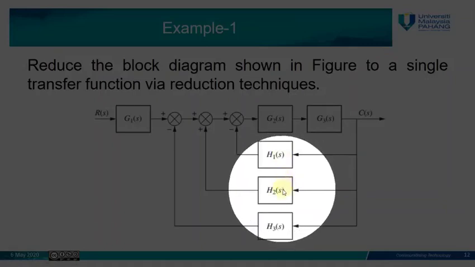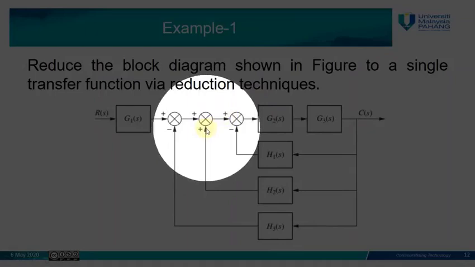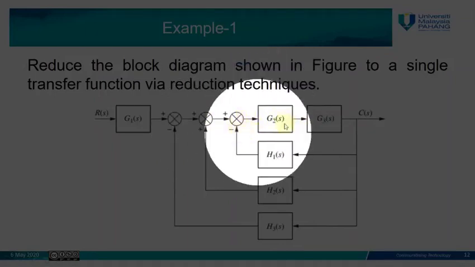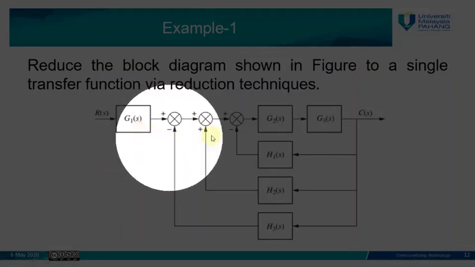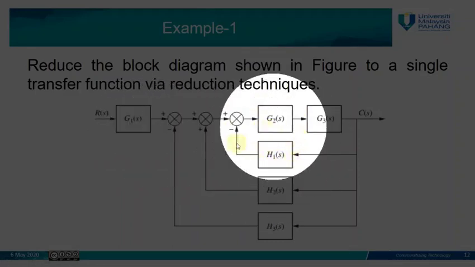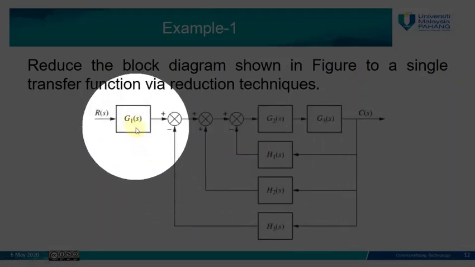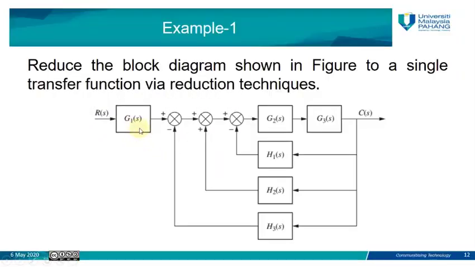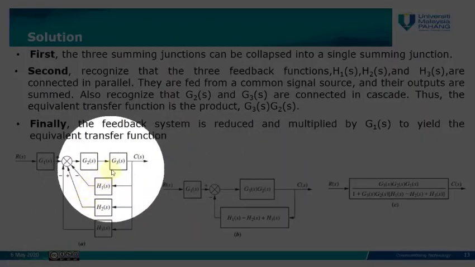So here we have parallel form, here we have cascade form, here we can combine the three summing junctions. After we do this simplification, the last step we need to consider is the total or overall feedback system, then it will be in cascade with the G1. We can see here the drawing or the steps to simplify the block diagram.